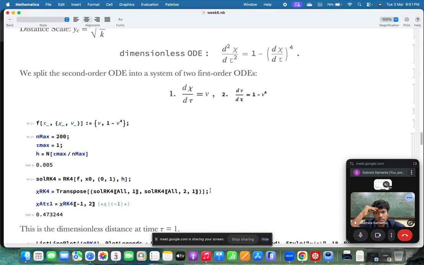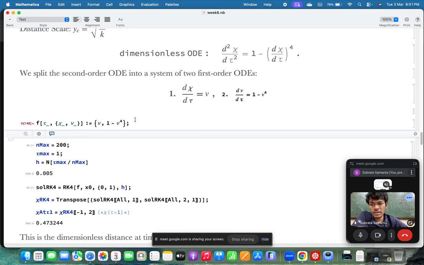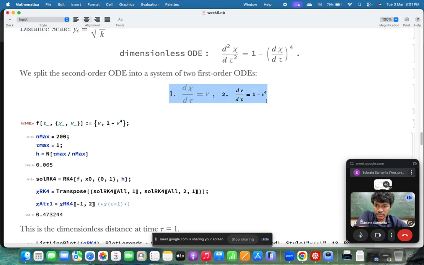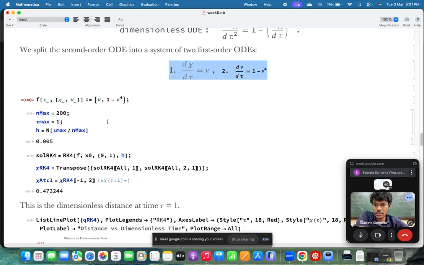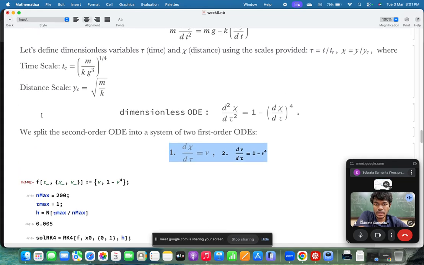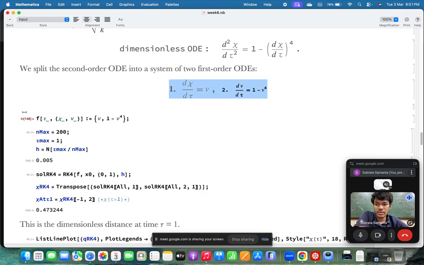So now I have defined the functions for these two ODEs in matrix form. Now I want to solve this with n max equals 200 and tau max equals 1. Basically, I calculate the dimensionless distance, chi, at tau equals 1 with n max 200.